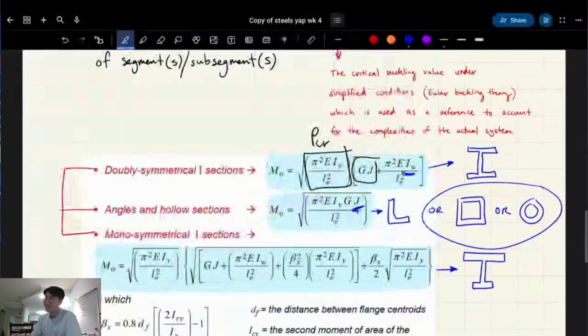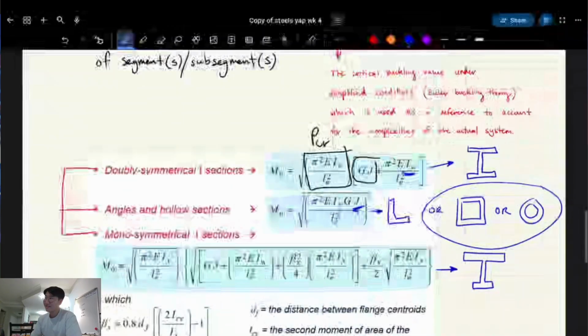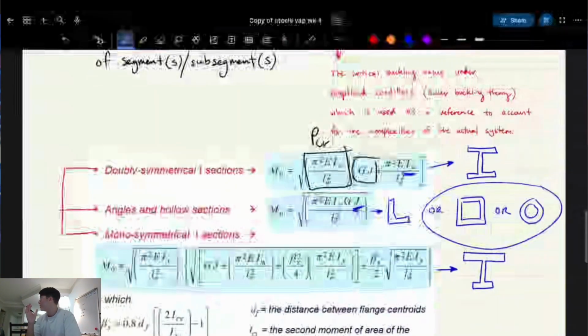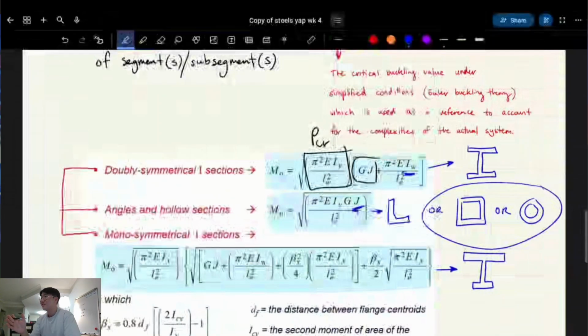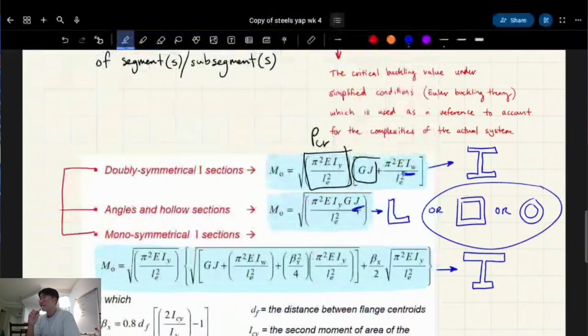If it's a custom shape, how you find it, they'll probably give it to you because the way you calculate that varies so much from shape to shape. So you're probably not going to need to know. I have an example next week on how to do it for a rectangular hollow section. How to calculate J, and IW as well.